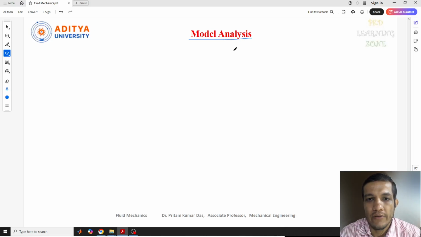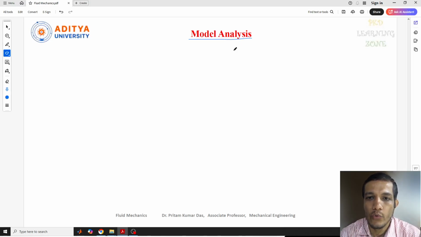So up to now, we have discussed dimensional analysis and methods of dimensional analysis, and different methods are there. We have seen the Rayleigh method and the Buckingham Pi theorem. Now here we'll discuss model analysis. So model analysis is actually nothing but a prediction, or we can do some analysis of prediction. So what kind of prediction or what kind of analysis?